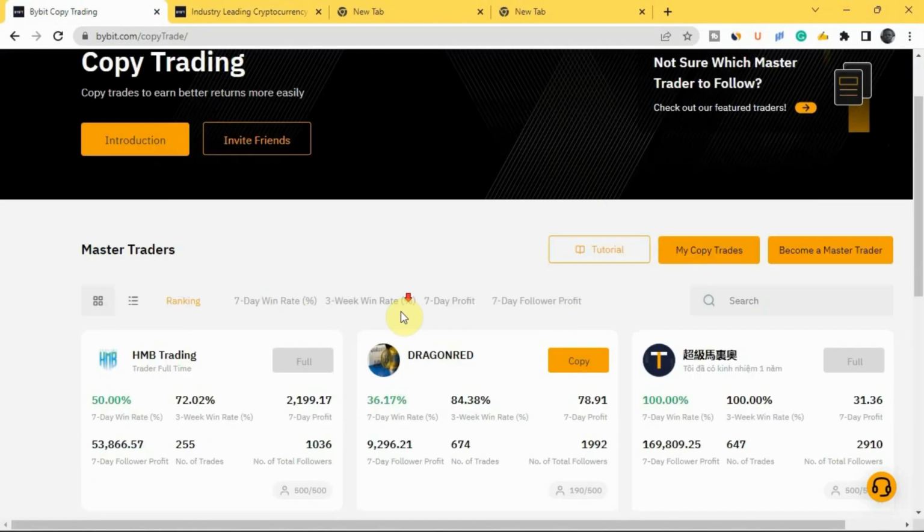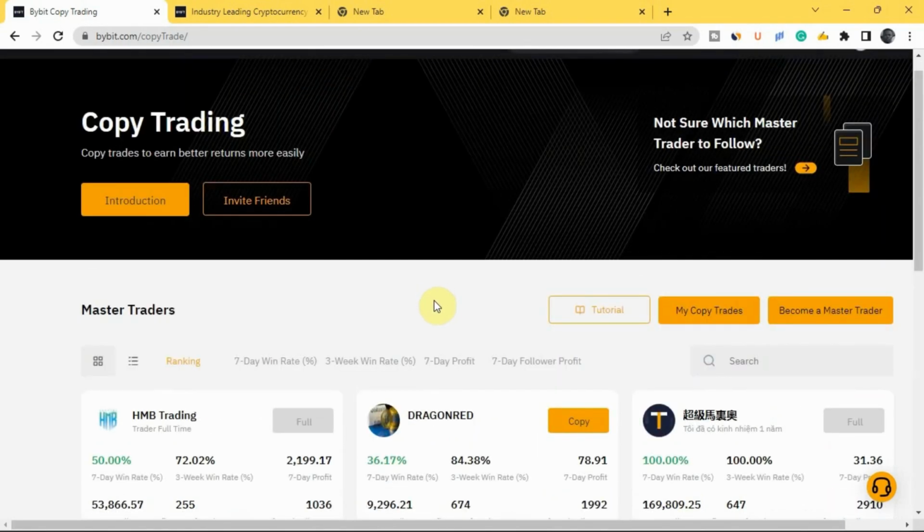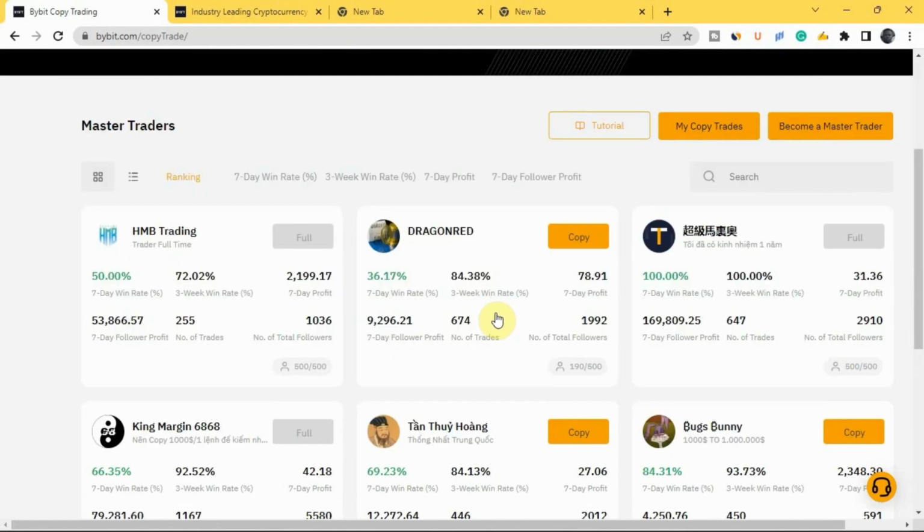And right here on the copy trading page, you can see that these are the different professional traders that you can copy right here. So in this video, I'll be showing you how you can pick a professional trader to follow and make profit. Now, when picking the trader you want to follow, the first thing and the most important thing you need to check out for is the win rate.